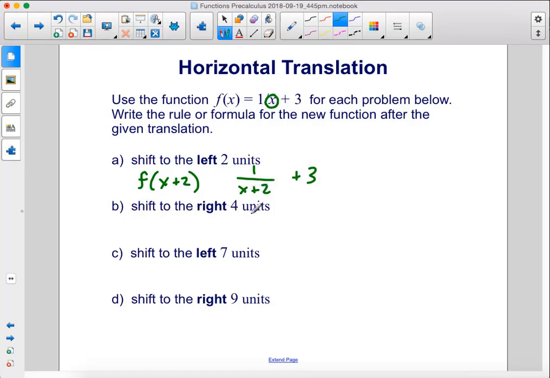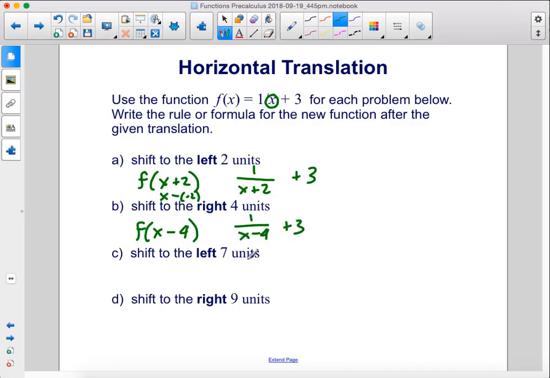If we want to shift to the right 4 units, that's f of x minus 4. The reason why this is a plus sign is that this is actually 2 negative signs, x minus negative 2. Because the format is x minus h, and in this case, h is negative 2, which is why we're moving to the left 2 units. Therefore, if we're moving to the right 4 units, our h value is positive 4. So that x minus h becomes x minus 4. All right, so that becomes 1 over x minus 4 plus 3.